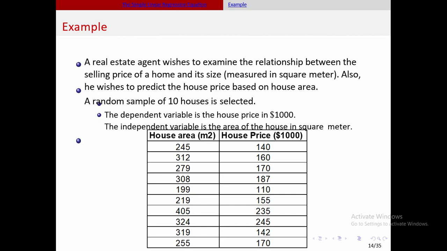how to solve a simple linear regression problem by hand manually. So this is a real data problem in which a real estate agent wishes to examine the relationship between the selling price of a home, that is our dependent variable or response variable, and the size of the house, that is measured in square meters, and it is our independent variable or predictor. Also, he wishes to predict the house price based on the house area.